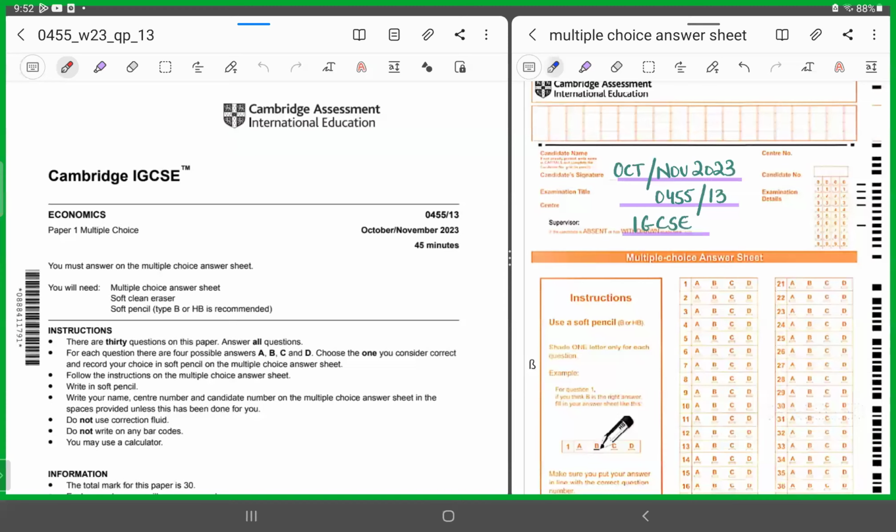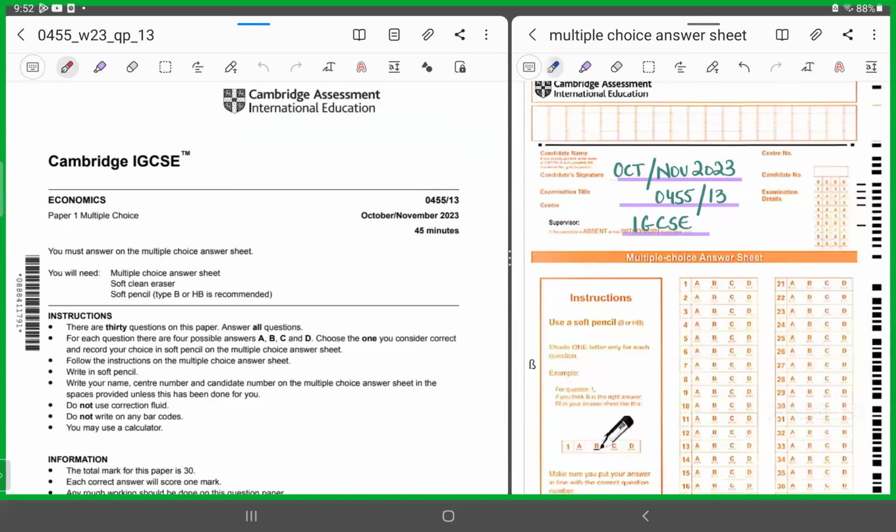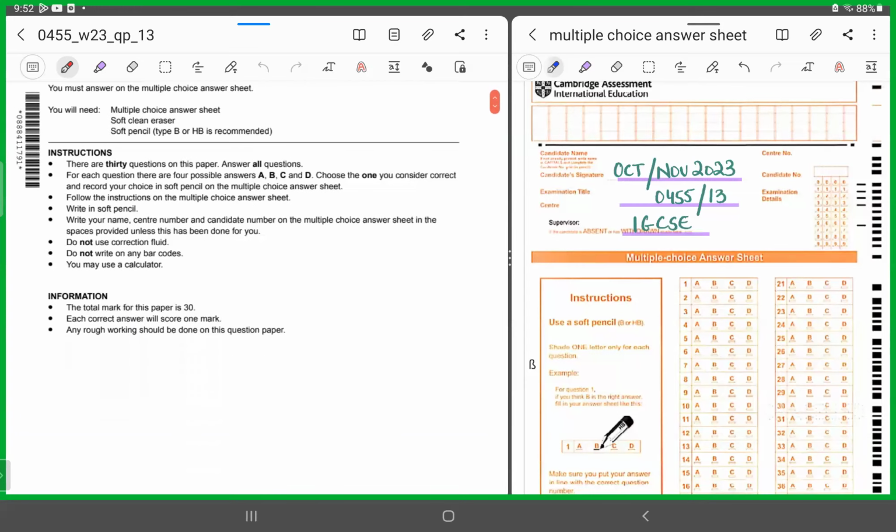Well, today I brought for you all the October-November 2023 IGCSE paper 0455 variant 13. All right, so let's dive straight into the paper.